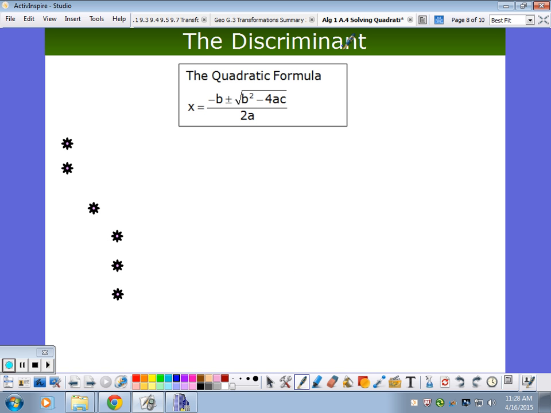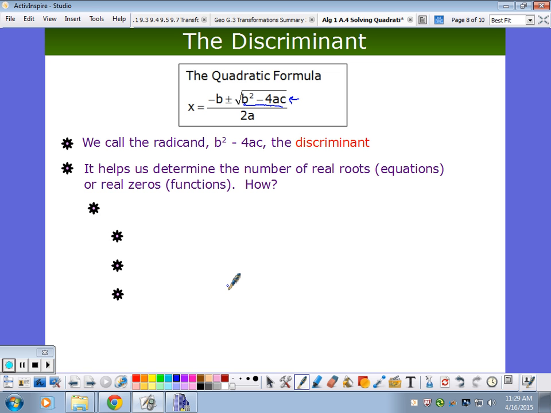Using the discriminant, that's a big word for what? The b squared minus 4ac inside here. You look inside here, that's called the discriminant. This little piece right here, b squared minus 4ac. And it's going to tell us how many real zeros a function can have, or how many real roots the equation can have. So, if b squared minus 4ac is a positive number, then you've got 2 roots.